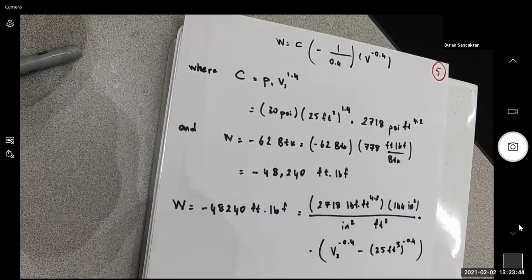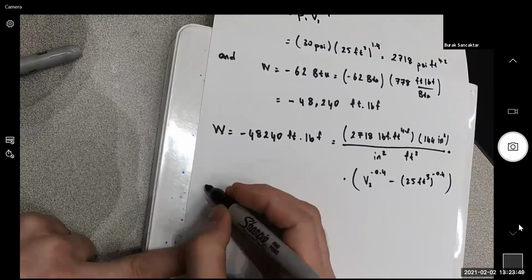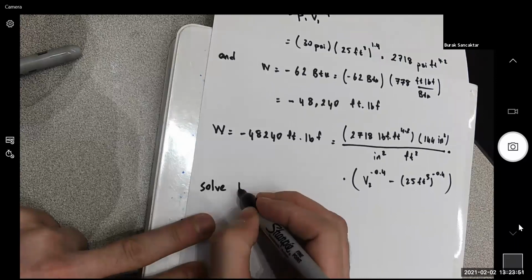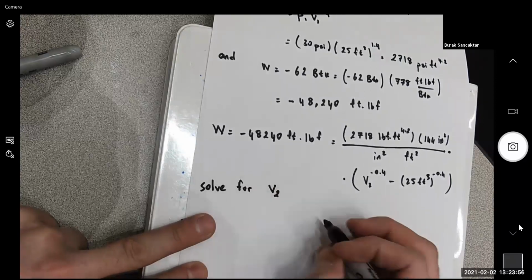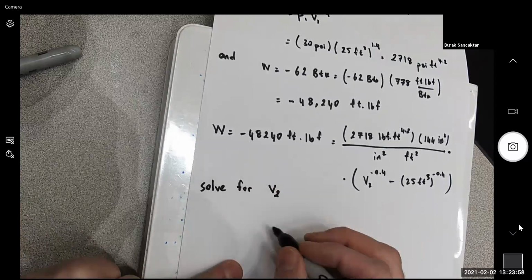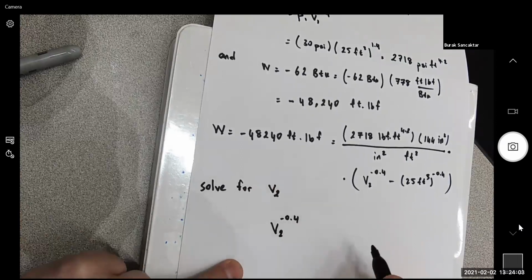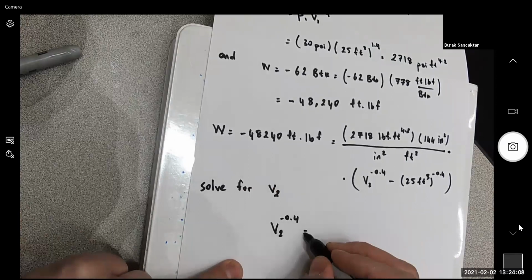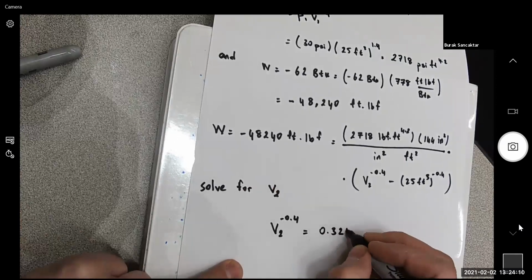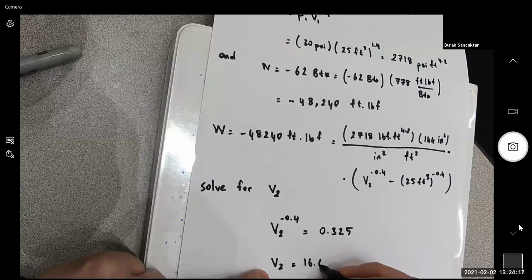Okay. Let's solve this for volume 2. So you should find volume 2 to the power of minus 0.4 should be equal to 0.325, and V2 will be 16.6.